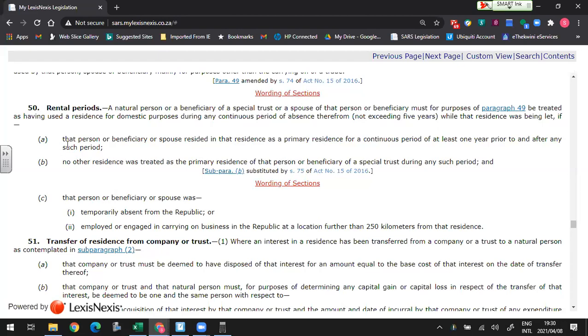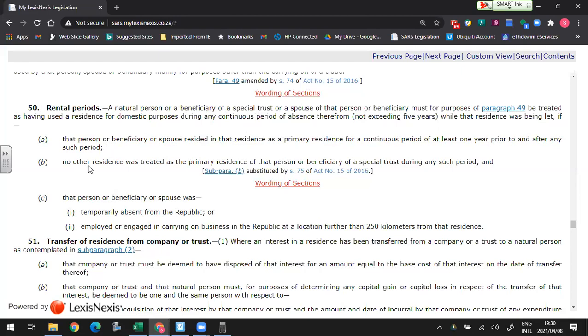You need to go through the whole section. It says that person, beneficiary or spouse, resided in that primary residence for a continuous period of at least 1 year prior to and after any such period. So you're going to say, that's not the case here. She resided in it for more than 1 year before she left, but after she came back, she sold it 2 or 3 months later. I can't remember in the question. Therefore, this section cannot apply, but you've got 8 marks. You still have to write stuff down.